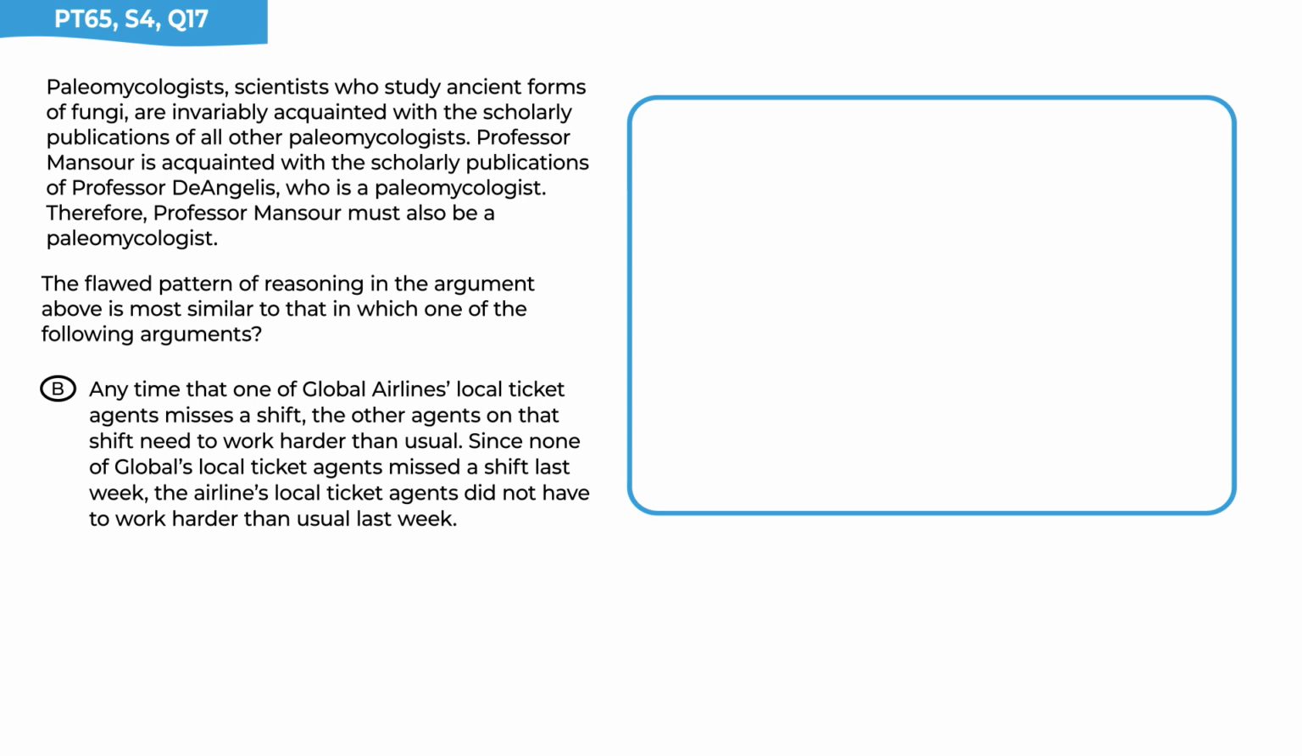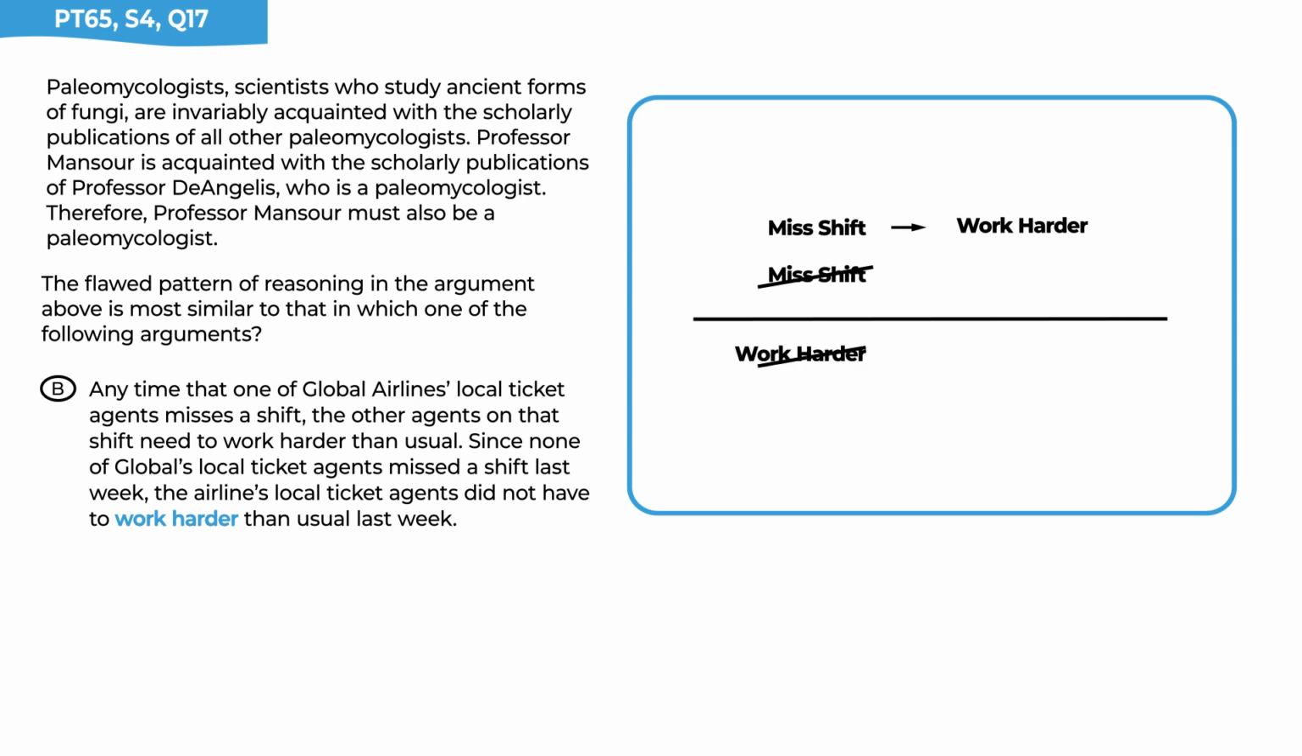shift, the other agents on that shift need to work harder than usual. So we have any time that one misses a shift, the others have to work harder. That gives us an if-then relationship between one person missing a shift and the others working harder. Then we're told since. So here's our conclusion indicator. It's introducing evidence, but after the comma will be the conclusion. Since none of Global's local ticket agents missed a shift, so we know that nobody missed a shift, the conclusion goes on to say that the airline's ticket agents did not have to work harder than usual last week. So the conclusion is that they didn't work harder.